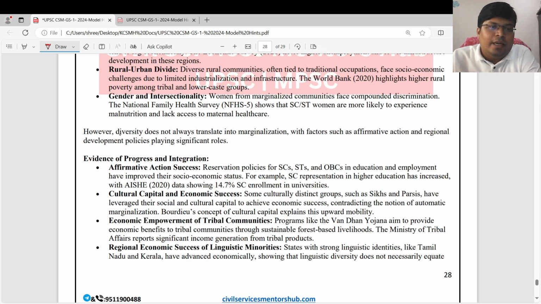Again, a connecting line: however, diversity does not always translate into marginalization, with factors such as affirmative action and regional development policies playing a significant role. The statement means to say that it is not always the case.